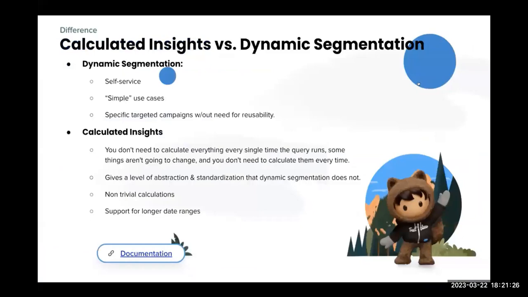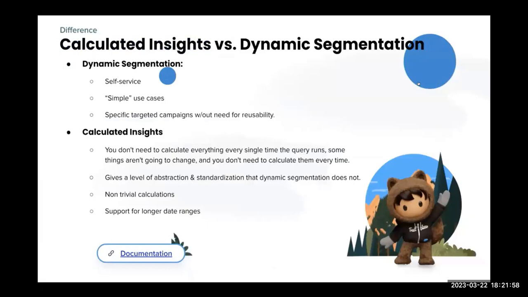The next topic is the differences between calculated insights and dynamic segmentation. If you're a marketer or if you're implementing this for the first time, you can see that there's an overlap between what standard dynamic segmentation can do and what calculated insights can do. There are different options to choose from to perform your data transformation. And choosing the right one depends on what you're trying to do essentially and the shape of the data.